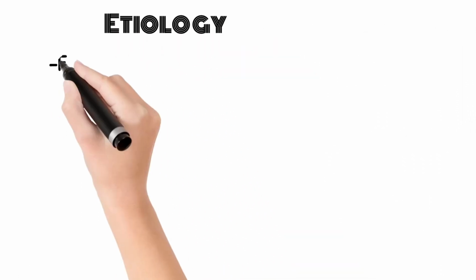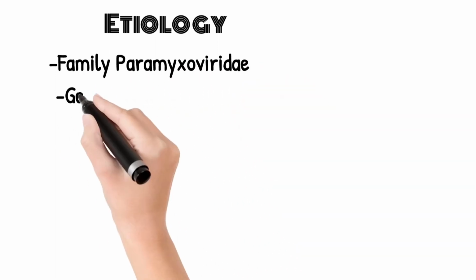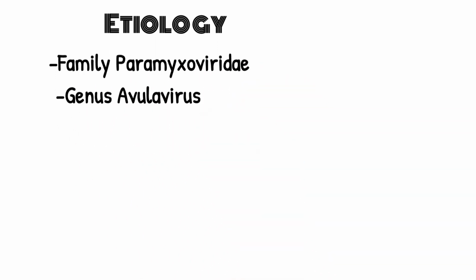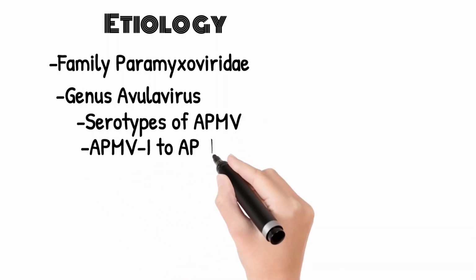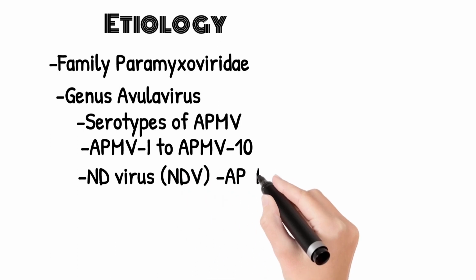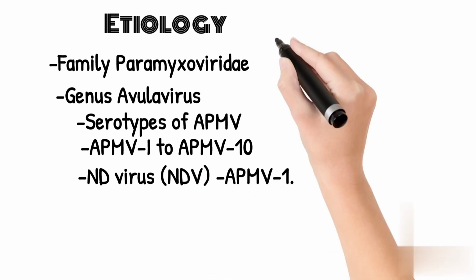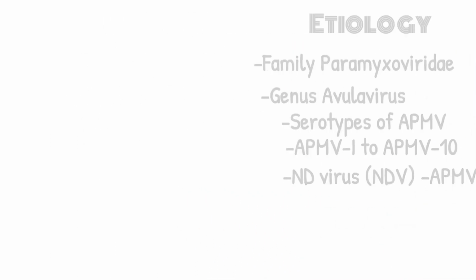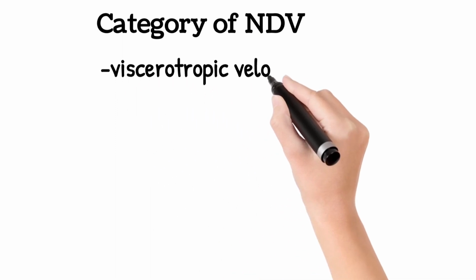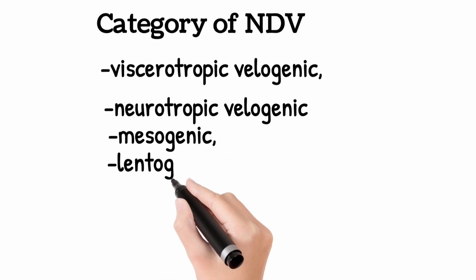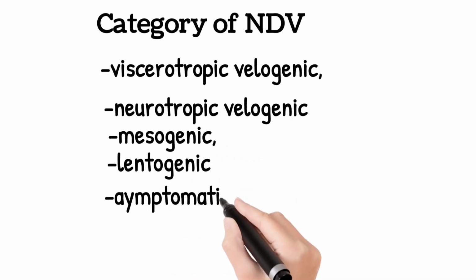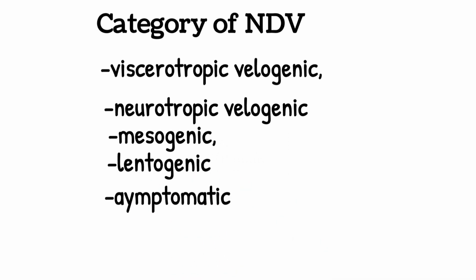Etiology. Newcastle disease (ND) is a member of the family Paramyxoviridae in the genus Avulavirus. There are 10 serotypes of avian paramyxoviruses designated APMV-1 to APMV-10, and ND virus (NDV) has been designated APMV-1. NDV has also been categorized into 5 pathotypes based on clinical signs in infected chickens, designated viscerotropic velogenic, neurotropic velogenic, mesogenic, lentogenic or respiratory, and asymptomatic enteric. Pathotype groupings are rarely clear-cut.